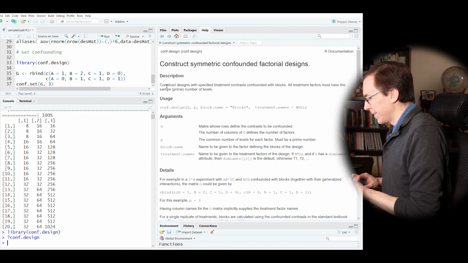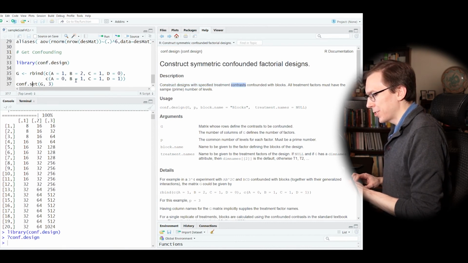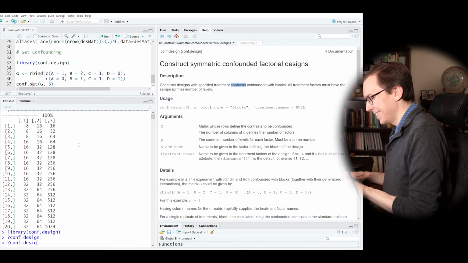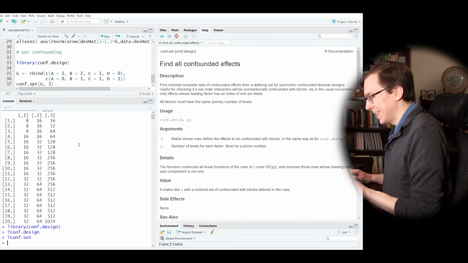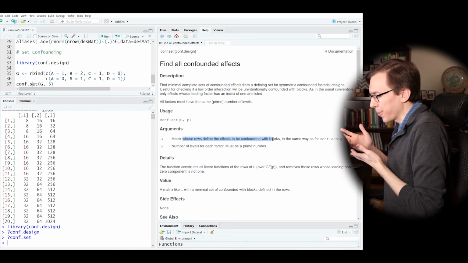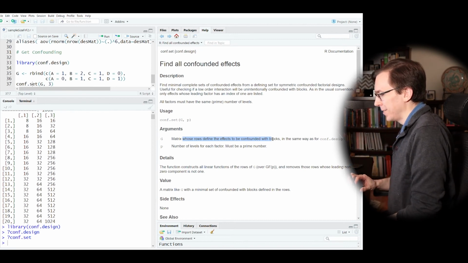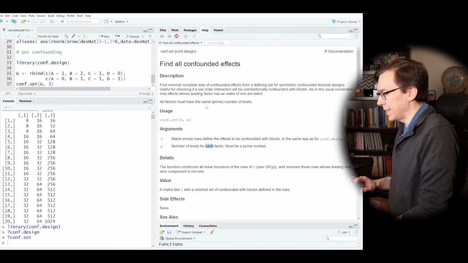So, basically, to understand the confounding in our design, this is quite neat, right? If we use the function confset, it'll tell us what we've confounded if I give it a matrix whose rows define the effects to be confounded, and then P is the number of levels for each factor.